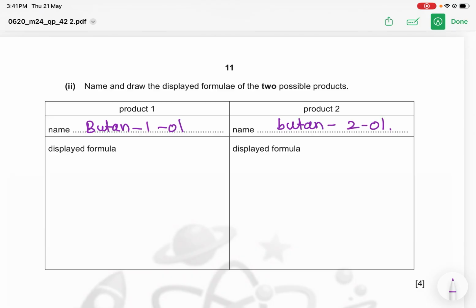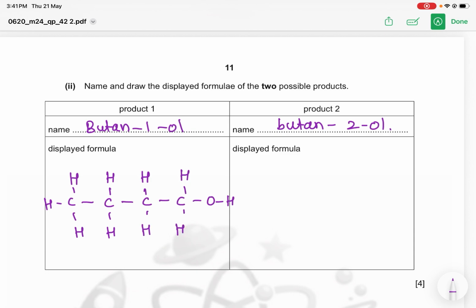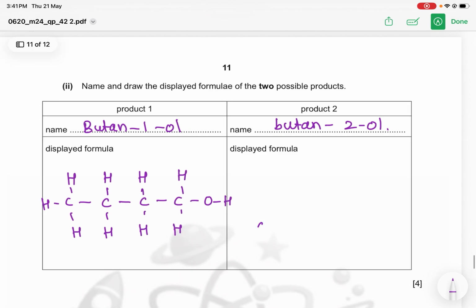We have to draw the displayed formula. First of all, we draw 4 carbon atoms, 1, 2, 3 and 4, and then we draw bonds everywhere. For butan-1-ol, I will put OH here, and the rest will be hydrogen, hydrogen everywhere. The same goes with the second formula. There are 4 carbon atoms, 1, 2, 3 and 4, and at the second position I will draw OH here and the rest will be hydrogens.